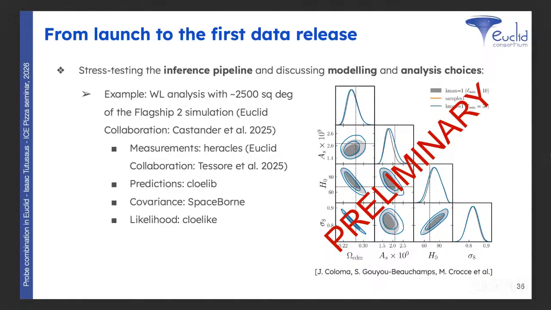Because in this case, the measurements were done with one of the codes that we use in Euclid. This was done on a simulation for Euclid, the Flagship, where Francisco and Pablo were massively involved. Predictions were done with CloyLeap, the code that we're just talking about, covariance with Spaceborne, the code that we will use in the analysis, and the likelihood with CloyLike. So you see all these are tools that will be used in the real data analysis. So we do have a pipeline, and we are basically stress testing this.